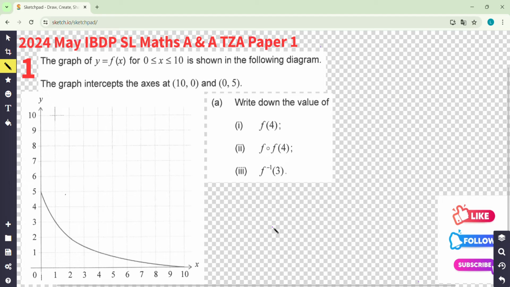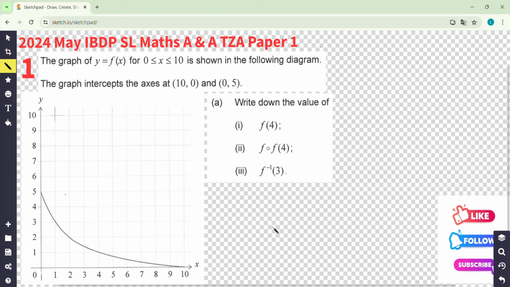Thanks for your comments. Some friends want to talk about SL Math A&A also, so I will talk about that. Some of them overlap with HL, which I put at the end. For question number 1, Math A&A, paper 1.